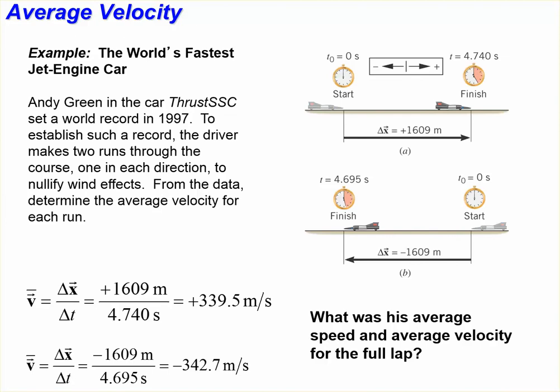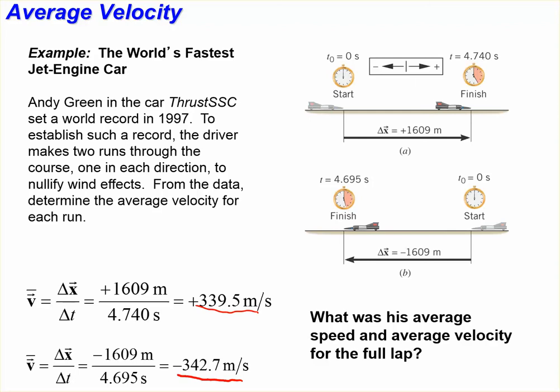A concrete example of this is the world's fastest jet engine car. In order to set land speed records, you must travel down a track one direction and then in the other direction. Your average velocity is calculated for each direction. Notice your average velocity on the way out, 1,609 meters in a certain amount of time, is positive. On the way back, it's negative.